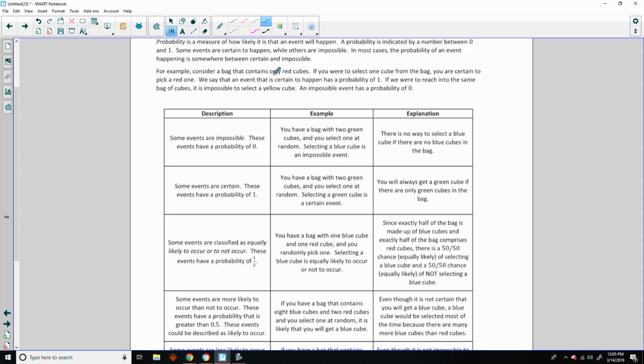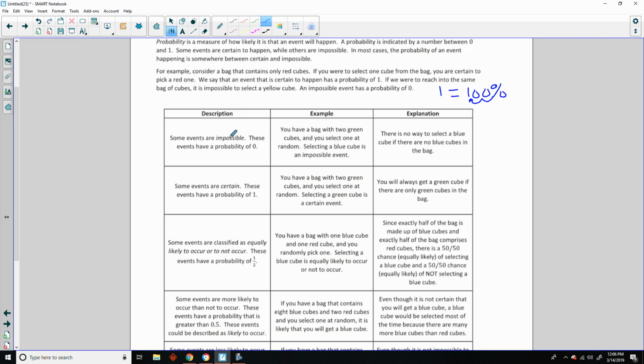We say that an event that is certain to happen has a probability of 1. If we were to reach into the same bag of cubes, it's impossible to select a yellow cube if they're all red, and an impossible event has a probability of 0. If you think about it, it's percent, and 1 is equal to 100%. So whenever we change a percent to a decimal, we move the decimal 2 places to the left, and that'd be 1.00 or 1.